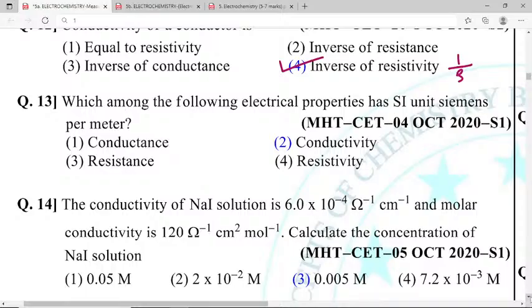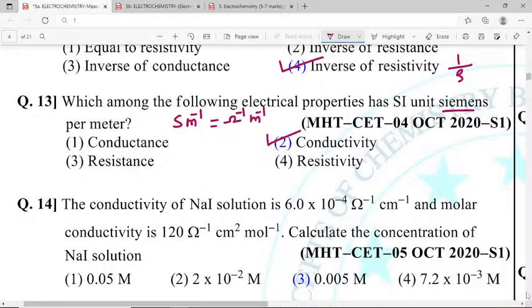Which among the following electrical property has SI unit Siemens? Siemens per meter. Conductivity. Siemens per meter. Siemens also called as a per ohm per meter. Per ohm per meter is a Siemens conductivity. Conductivity stands for the K. K is a symbol for conductivity. Conductance has a symbol G. Resistance has a symbol R. Resistivity symbol rho.